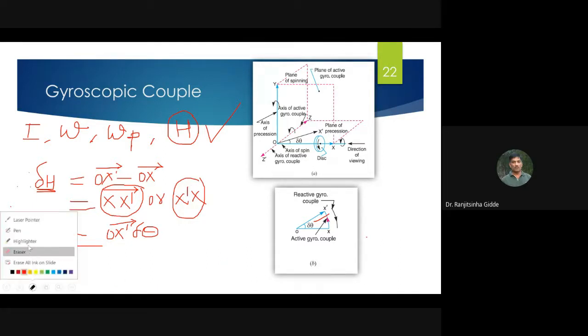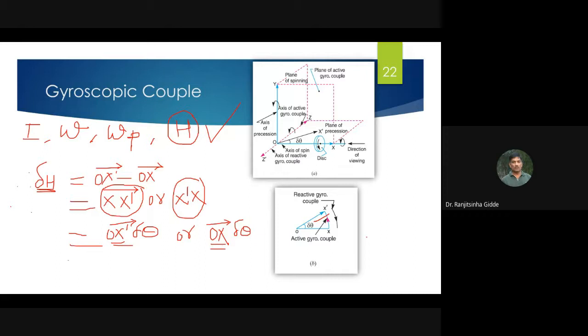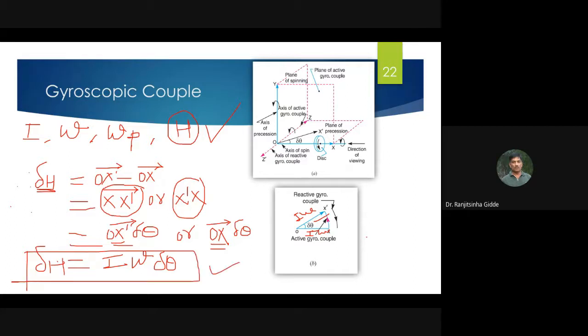And we can also write like this, OX delta theta, right? So what is the value for this? That we are going to write here. So we know this is I omega. Here we can write I omega. Okay, write down this. Up to this you can write.